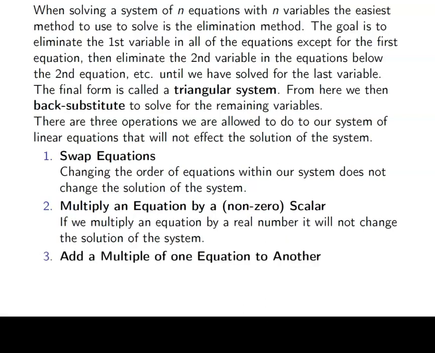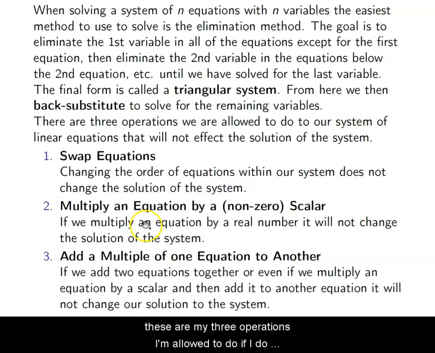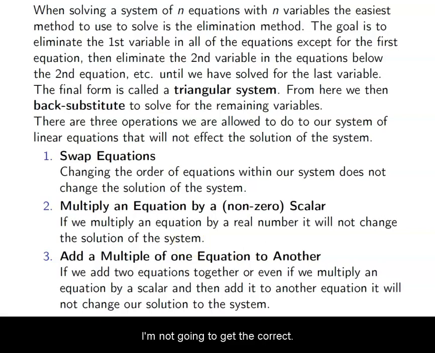The last thing that I can do is take one equation and add it to another, or really to a multiple of another equation. And we do this all the time anyway. That's how we eliminate the variable, right? I try to get the coefficients to match up, and then I add them together or subtract them, and that variable is eliminated. So these are my three operations I'm allowed to do. If I do anything else besides this, I'm not going to get the correct answer.